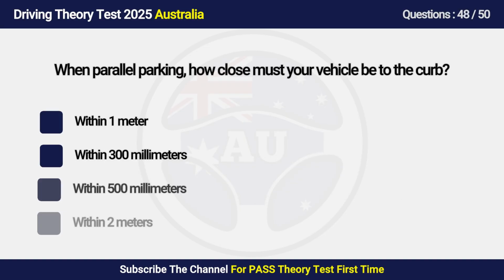Question 48. When parallel parking, how close must your vehicle be to the curb? A. Within 1 meter. B. Within 300 millimeters. C. Within 500 millimeters. D. Within 2 meters.